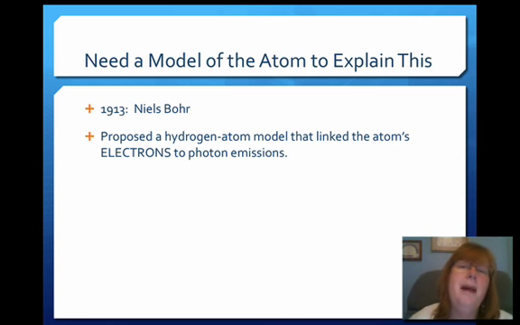Well, that was a mathematical model, but we needed a model of the atom to explain what was going on. And so in 1913, Niels Bohr solved the mystery, or the puzzle, of what was going on with this hydrogen atom. So he proposed that the electrons were actually the part of the atom that were becoming excited and then falling back down into various energy levels. And it was the electrons in the atom that were causing this light emission.